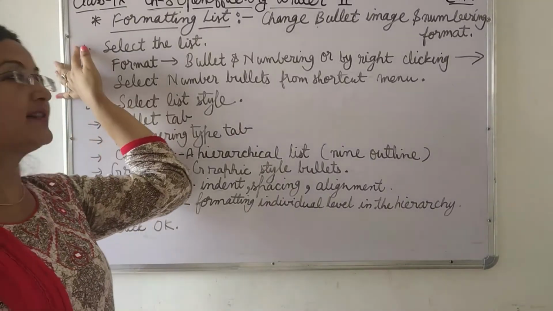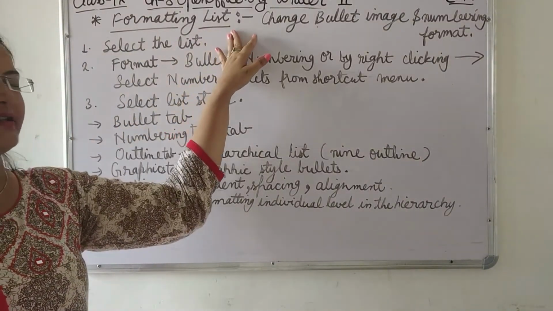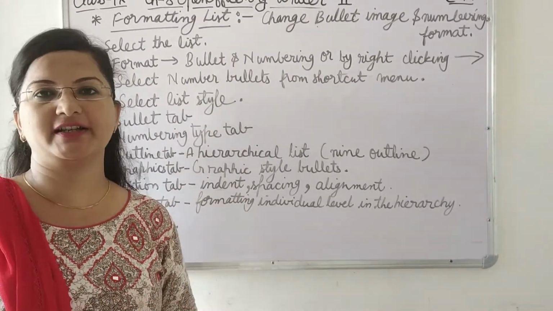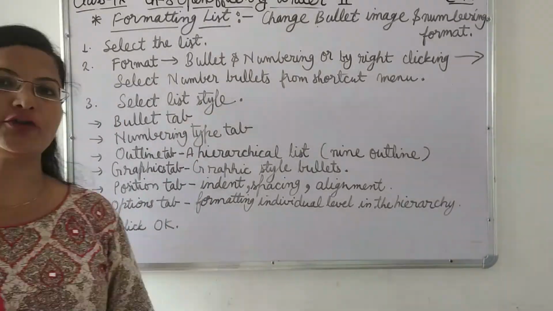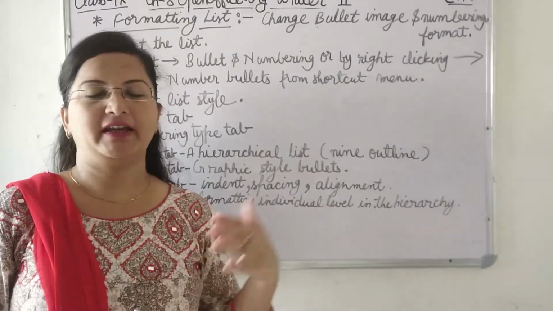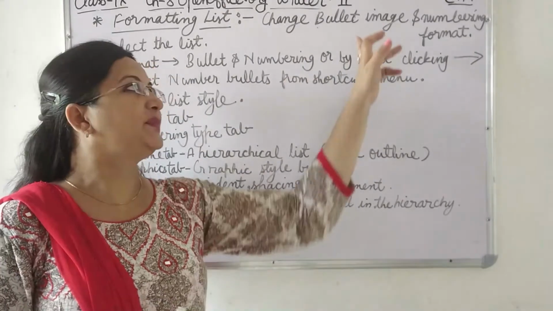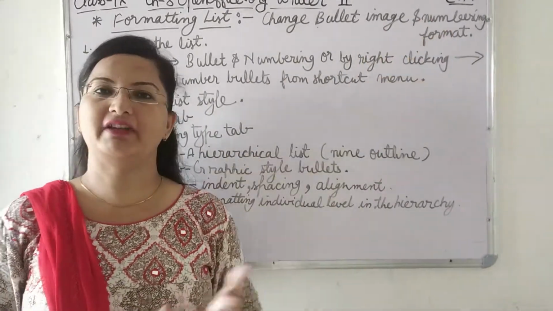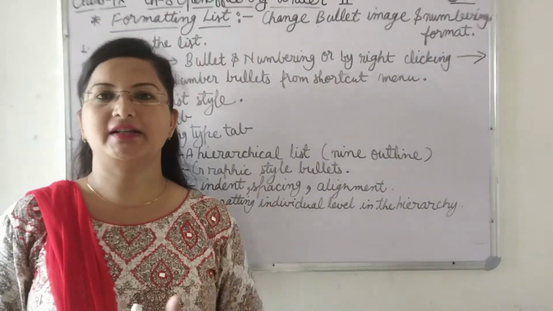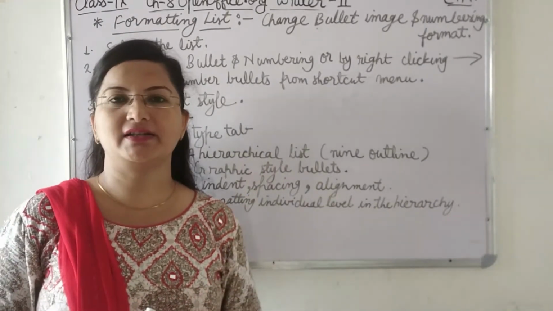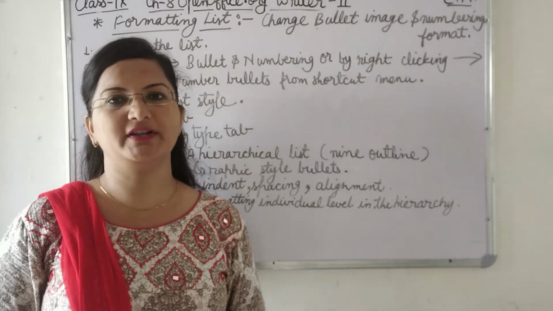So students, now we will learn to format the list. Format the list means the list whichever is there, like either bulleted list or numbered list. In bullets also we have many options. In place of bullets we can also insert bullet images. Then in numbers also we have various formats like capital letters, small letters, numbers, Roman capital letters, then small Roman numbers, etc.